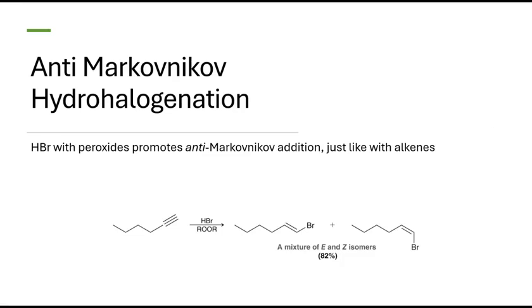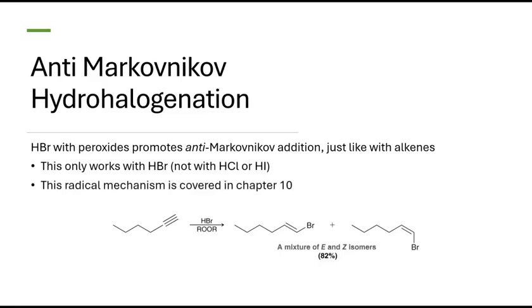Anti-Markovnikov hydrohalogenation. HBr with peroxides does promote anti-Markovnikov addition, just like with alkenes. If we have HBr and peroxides, we will get a mixture of E and Z isomers with this alkyne. We will obtain the anti-Markovnikov addition. It only works with HBr though, not HCl or HI. This is undergoing a radical mechanism that we will cover later.